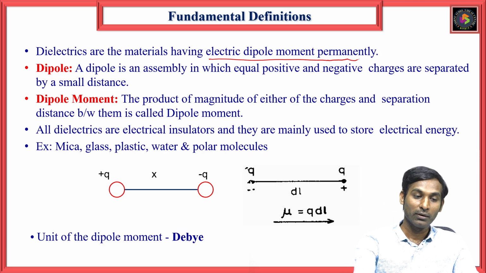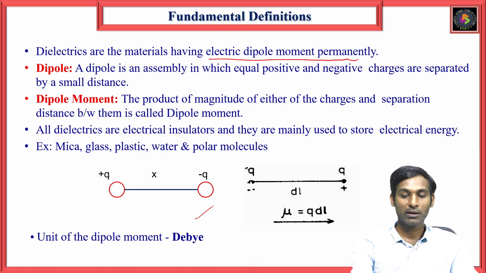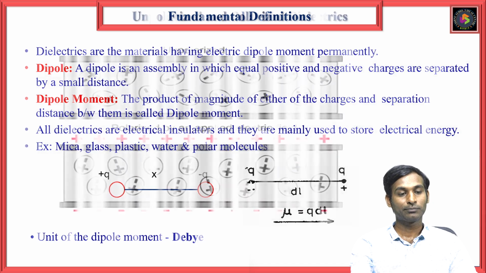Now you can see the dipole here. This is the dipole moment. Mu is the induced dipole moment. Q is the charge, and dl is the length of the element. The unit of dipole moment is the debye.